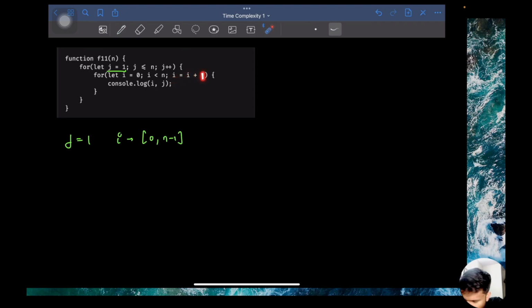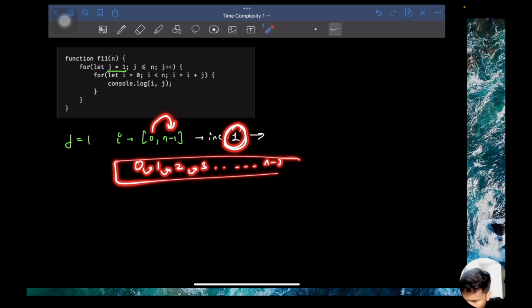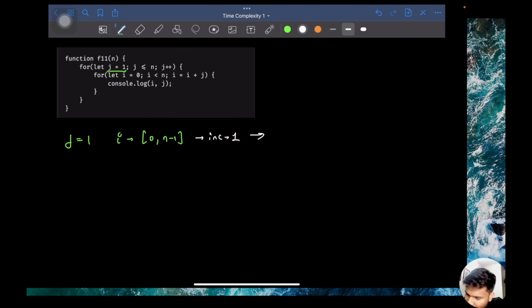See, j is 1, right? So you do i equals i plus 1. So the increment is of 1. So how many total iterations? See, from 0 you have to go to n minus 1 with an increment of 1. So from 0 you go to 1, from 1 you go to 2, from 2 you go to 3, and so on and so forth up till n minus 1. So total number of iterations are what? Total iterations are n. Can I say that?